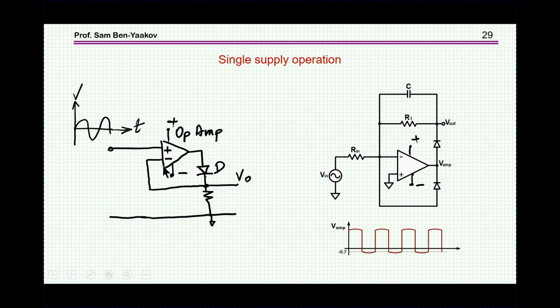Finally, let me talk about single supply operation. Now, this simple rectifier requires a plus-minus power supply because we are feeding here positive and negative voltages, the sinusoidal voltage. Also, this one needs a plus-minus power supply because during the time that this diode is conducting, we need a negative power supply for this portion here.